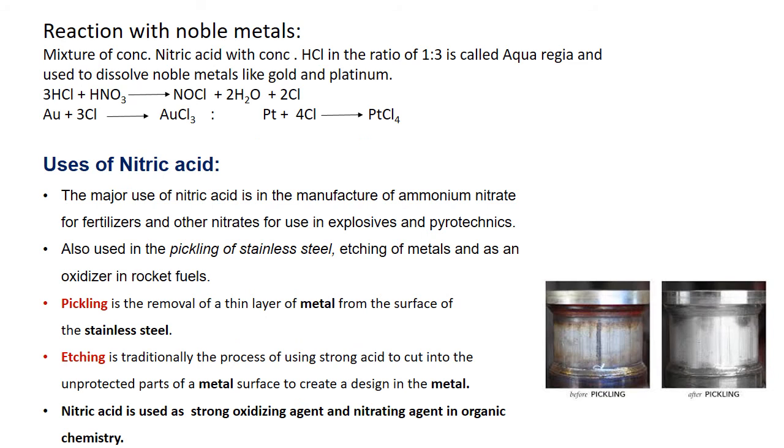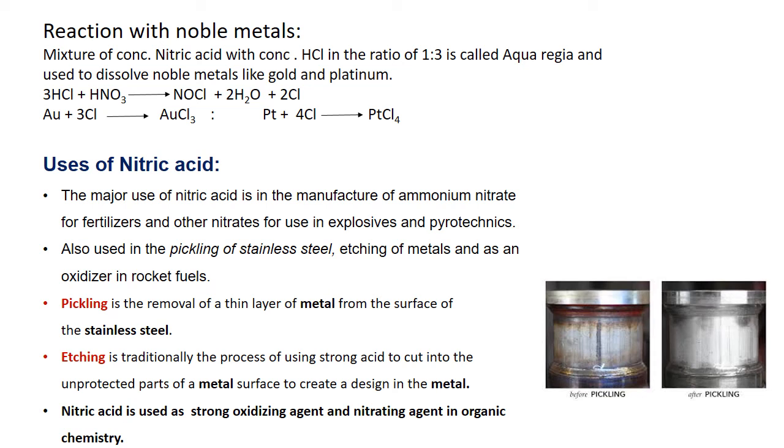Reactions with noble metals. Nitric acid has no reaction with gold and platinum even at high concentration, but its mixture with concentrated HCl in the ratio 1:3, which is known as aqua regia, can dissolve gold and platinum also. So the reaction is HCl with HNO3 gives NOCl, water and nascent chlorine. This nascent chlorine is highly reactive and dissolves gold and platinum, giving AuCl3 and PtCl4 respectively.